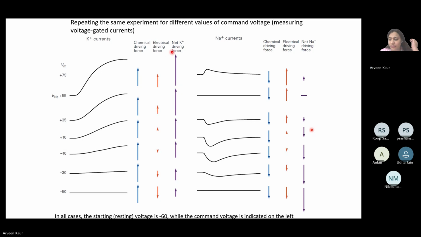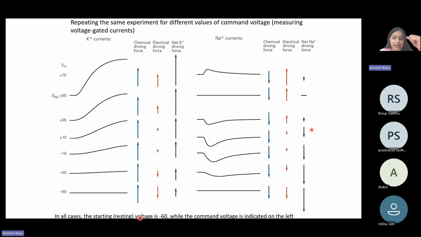So then the net driving force will also be increased, right? In case of sodium, initially the chemical driving force and electrical driving force, both of them are inward when we are closer to the resting membrane potential. As and when we go farther away from the resting membrane potential, these forces start to oppose one another. So the farther away we are from the resting potential, the driving force is majorly potassium, and the closer we are to the resting voltage, the driving force is sodium, right?